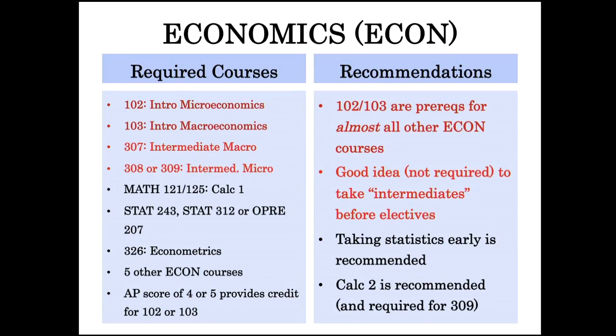It's a good idea to start with 102 and 103 because they're the prerequisites for almost all additional economics courses. It's also a good idea to move through these courses in sequence. And in this regard, economics is a little more structured than some of the other disciplines in the social sciences. In all of the social sciences, but also in economics, taking statistics early on is recommended. And calculus 2 is also recommended for this particular major. Graduates with a major in economics end up taking jobs in finance, in government, in nonprofit areas, in startup firms, and in healthcare institutions, including hospitals.